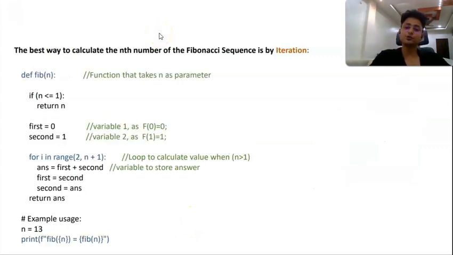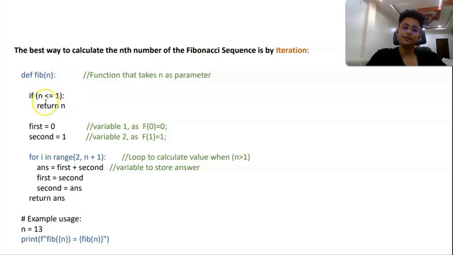So we will move on to solve the Fibonacci sequence by Python code. The best way to calculate the nth number of the Fibonacci sequence is by iteration. So we define a function fib of n. This function takes n as a parameter, that's the nth term.